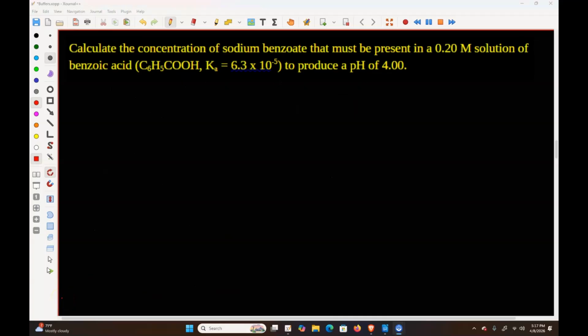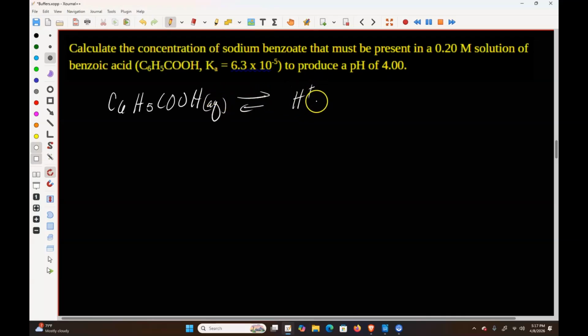Not only can we solve for the pH, but we can use the pH to solve for other parts of the problem. In this example, you're given the pH. pH is 4, and I need to know the amount of salt that will give me that pH. So let's go through and label everything again. C6H5COOH, H plus, and the benzoate.